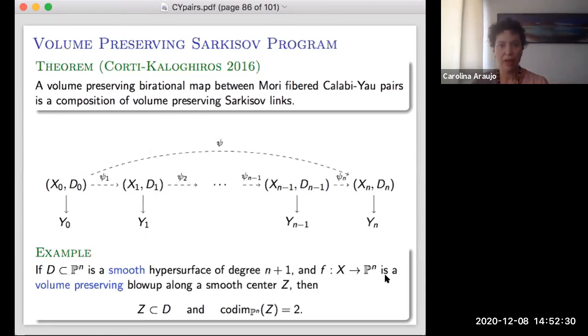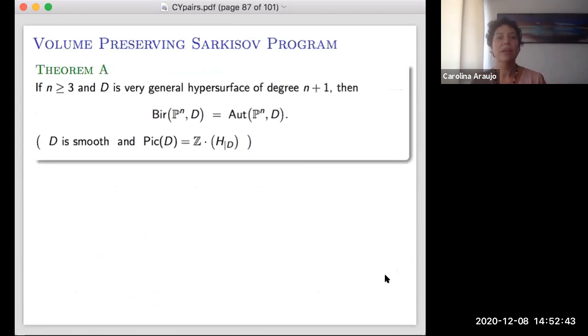So we see that we have strong restrictions: once you start with a map, this gives us strong restrictions on what this map can be. Okay, having said that, let me give you the idea of the proof of theorem A. I will just state it in the case of P^n. I remind you that it had more general assumptions, that the pair was terminal and so on.